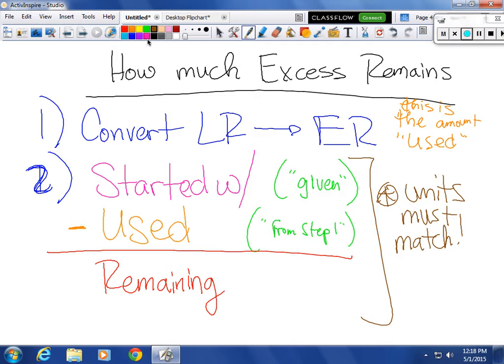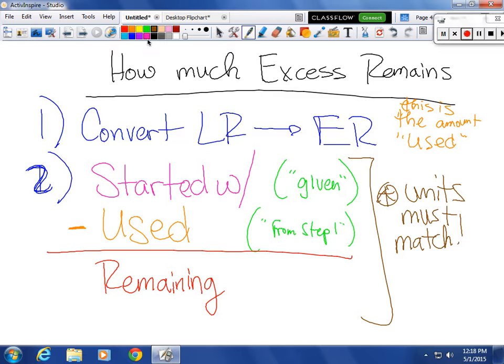So what you would have to do is convert the LR to ER to find out how much was used. And then once you know what's used, the question isn't how much was used. What was the question? How much remains? How much is left? So I've got to know how much I started with, which is the given. And I subtract from it how much was used, which you find from step 1, and that tells me how much was left. Does that make sense?